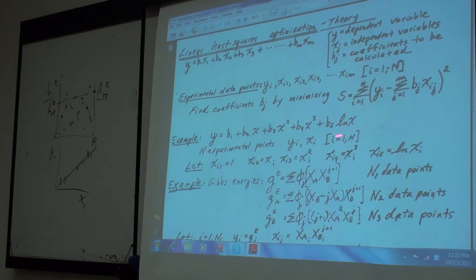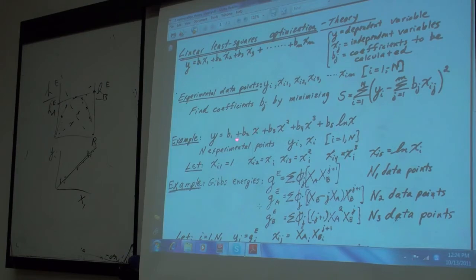So I have n experimental points, and I make this correlation. I let xi1 be 1, this is constant, xi2 is xi, xi3 is xi squared, xi4. So I'm telling it I have different independent variables, but they're all different powers or products of the same independent variable, so that's how it works.